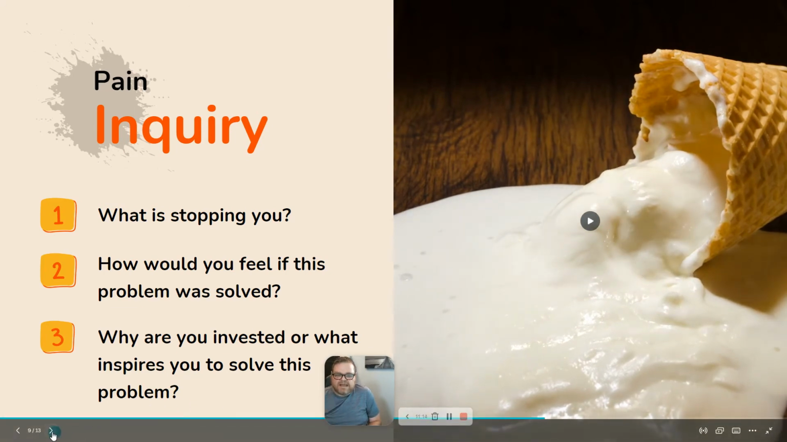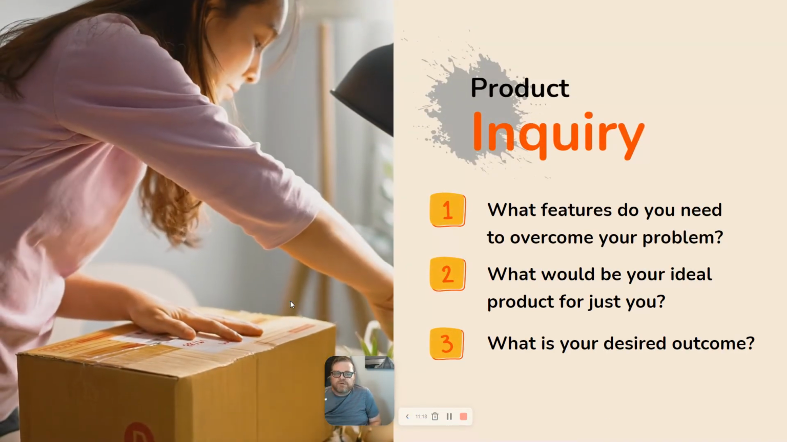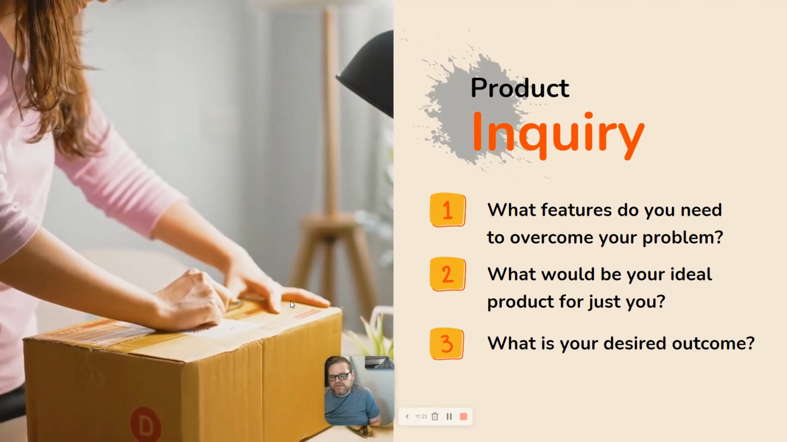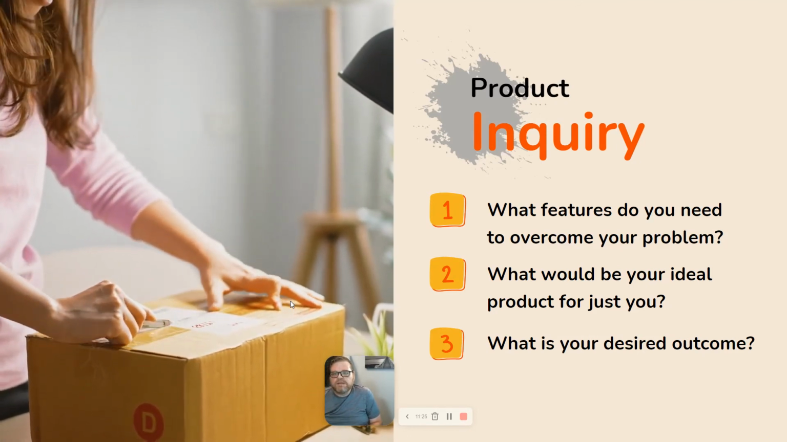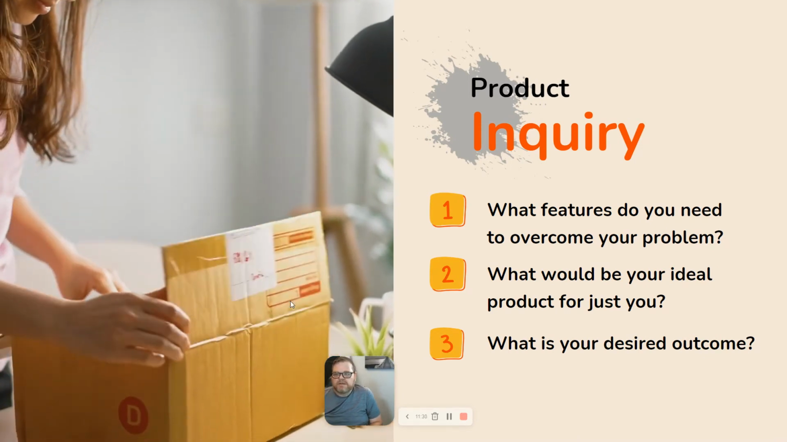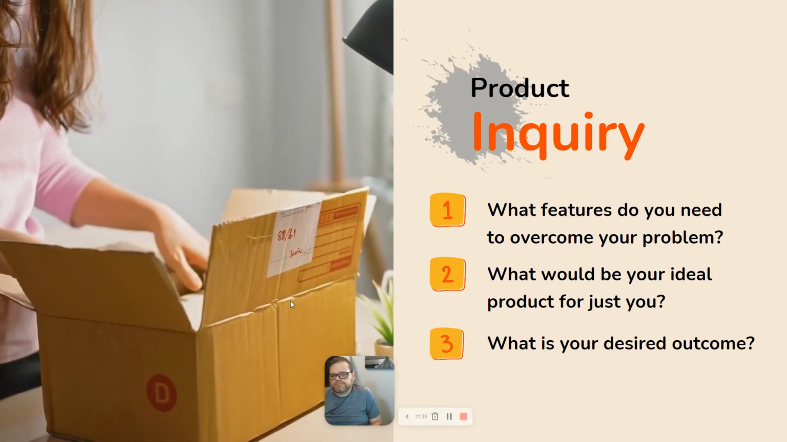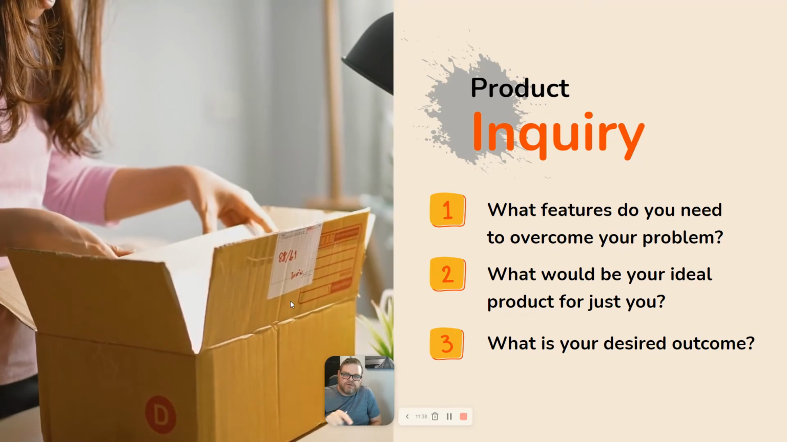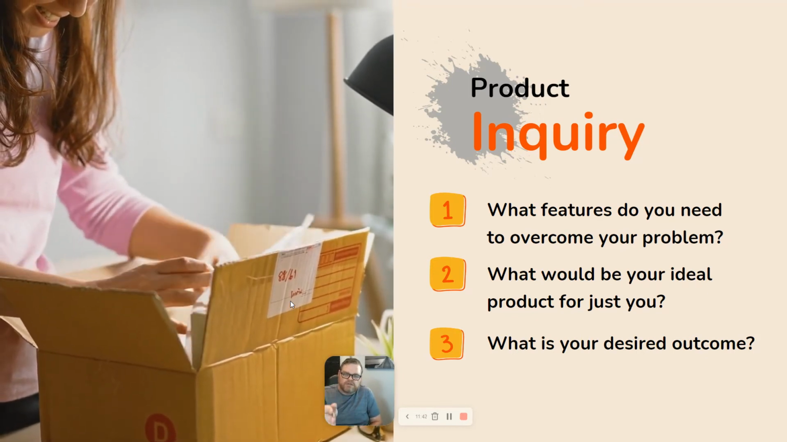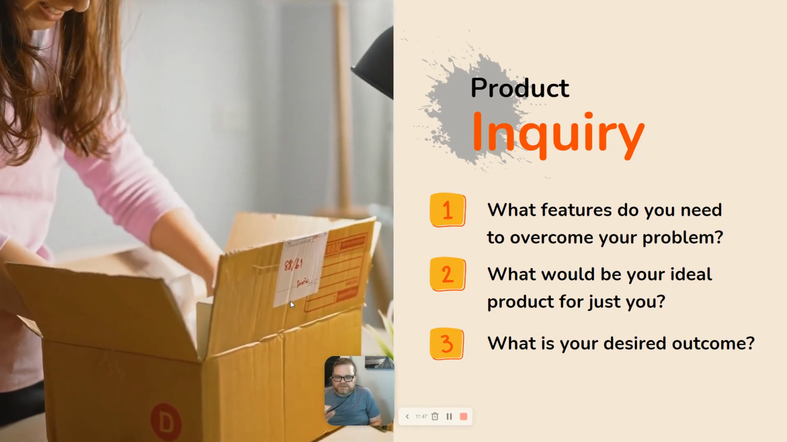The next slide here is product inquiry. So now you've done some analysis and awareness, and now you're getting them to identify what they would need to solve this problem. What helps them dream? What features do you want to overcome this problem? What would be the ideal product for you? We're not talking about price. We're not talking about features, but what do you, the individual, need for just your product?